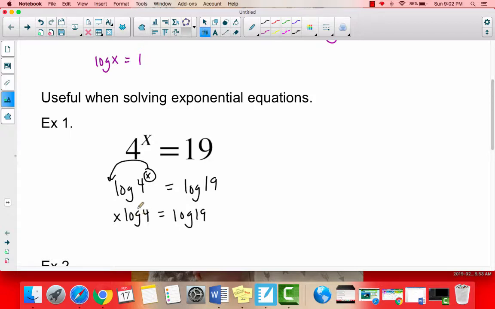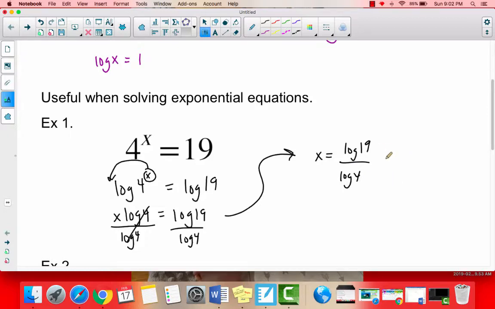And remember, log 4, log 19, those are just numbers. So don't let the word log confuse you, because if you were to type that in your calculator, you're just going to get a decimal answer. Okay, so now if I want to solve for x, all I have to do is divide by log of 4 on both sides. And on the left side, those will cancel, and we'll be left with x is equal to the log of 19 divided by the log of 4.